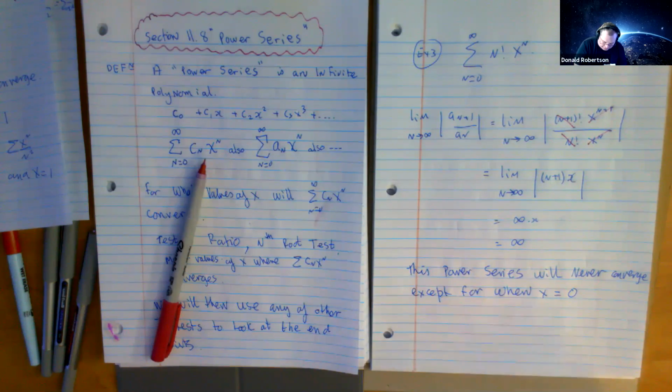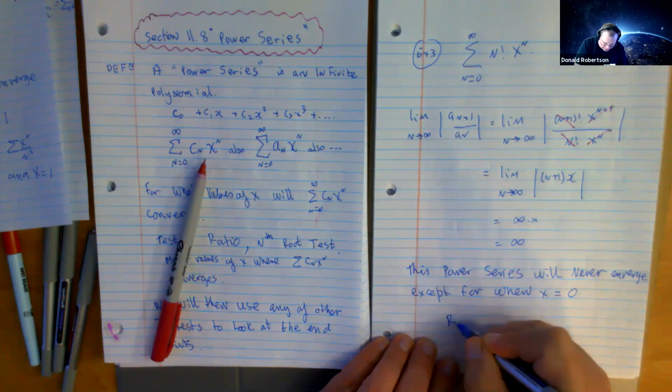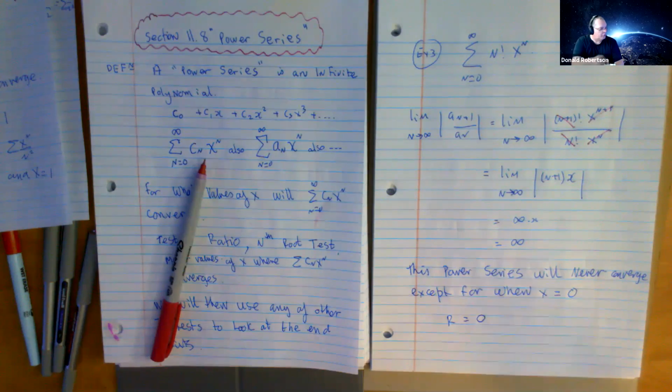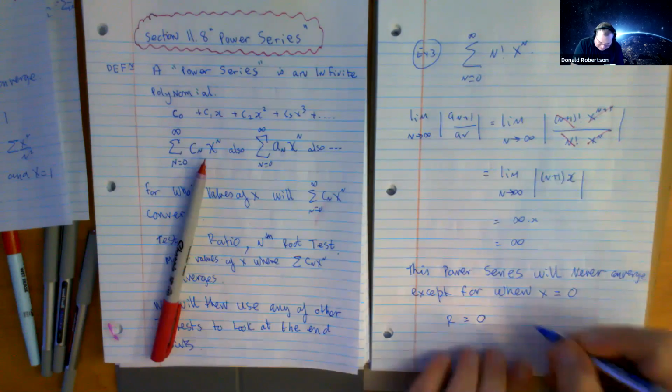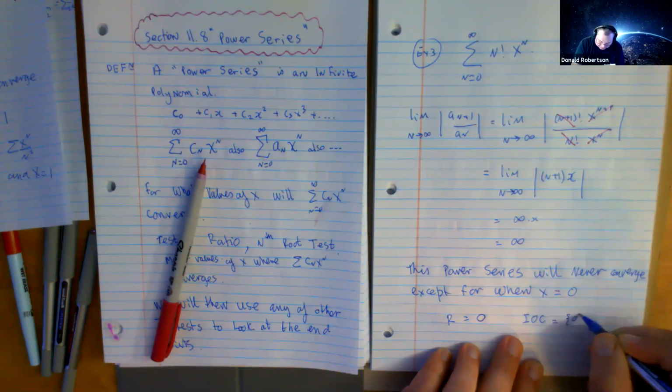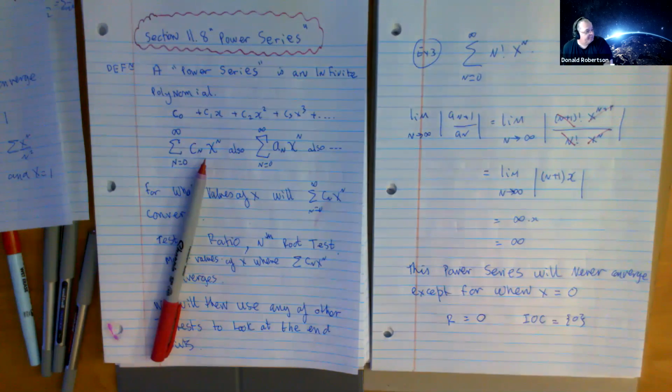And that makes R, the radius of convergence, very small. You start at 0 and go 0 either side. And technically, the interval of convergence isn't really an interval. Isn't it just a single number, 0?